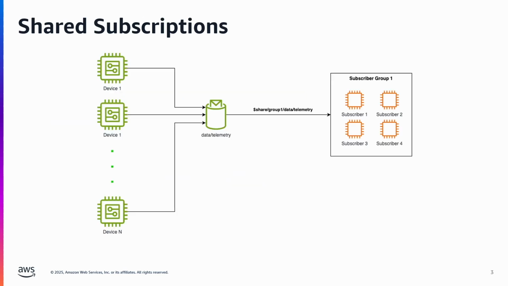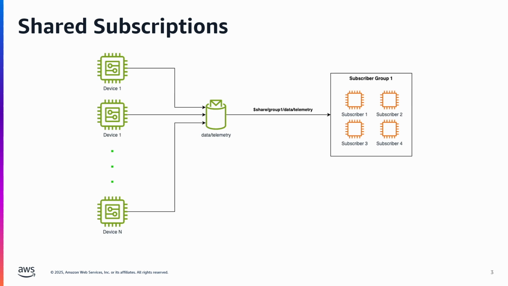This diagram shows the function of MQTT shared subscriptions. Here, devices publish to a standard topic. You can configure a group of subscribers to subscribe to the same topic. The broker will publish the message to one of the subscribers in the subscriber group, which is chosen at random.